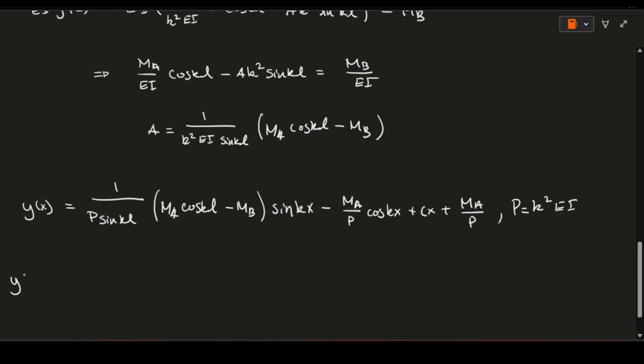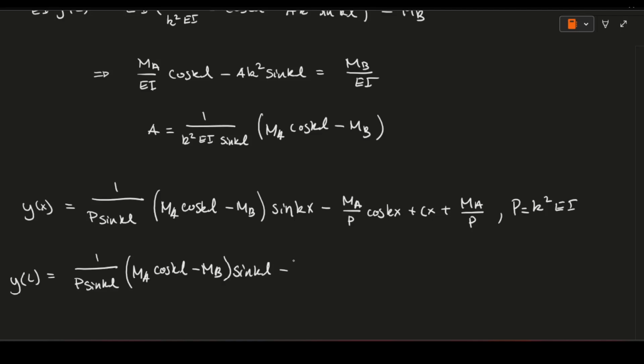Now we can use our last boundary condition that y at L is equal to 0. This then becomes 1 over P sine KL times MA cosine KL minus MB times sine KL, minus MA over P cosine KL, plus CL plus MA over P. This is equal to 0.